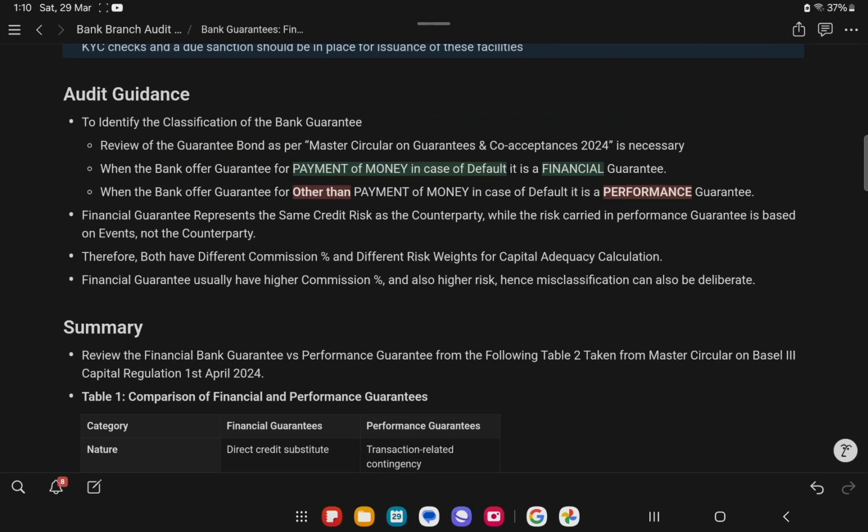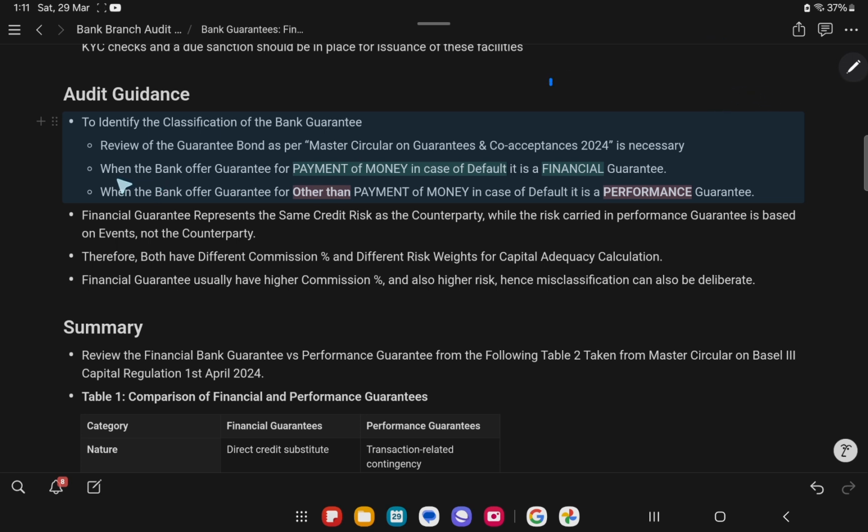And what is the audit guidance? The first is you should read this circular, review the guarantee bond as per the master circular on guarantees. So every guarantee should have a guarantee bond.